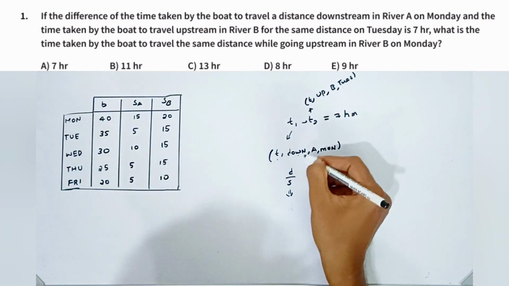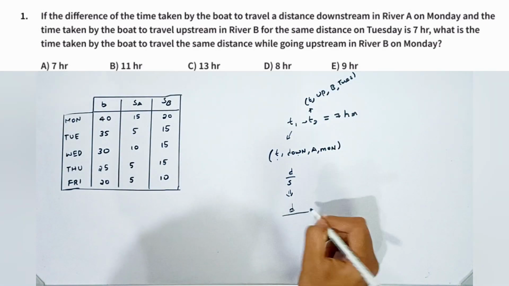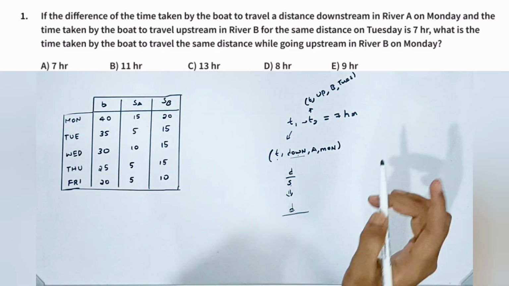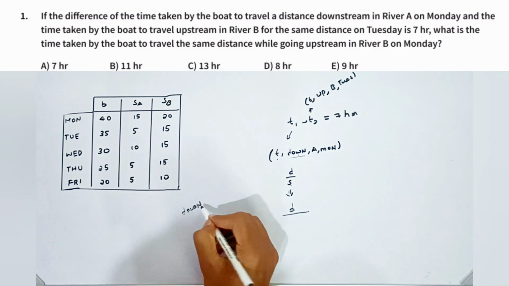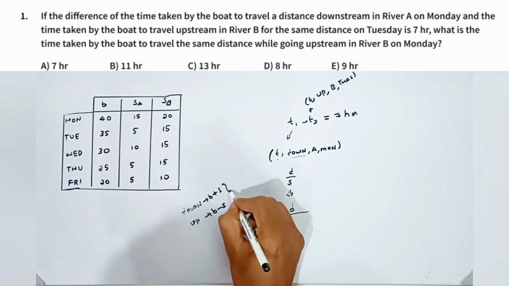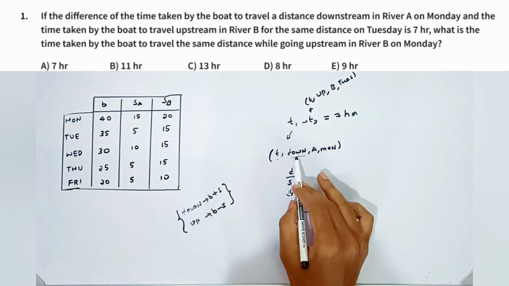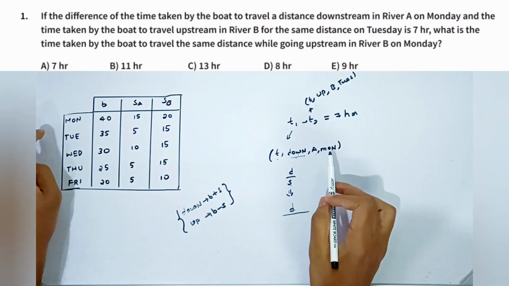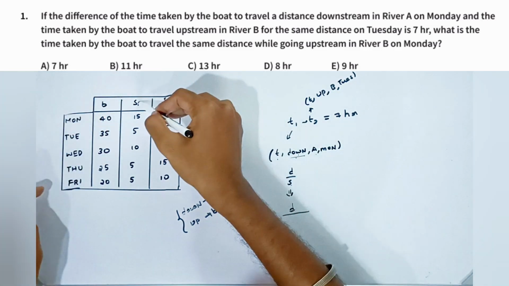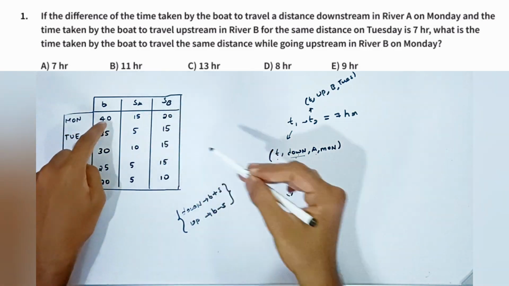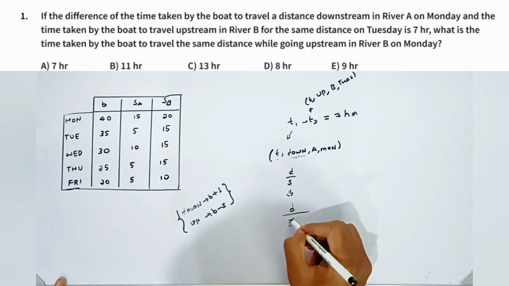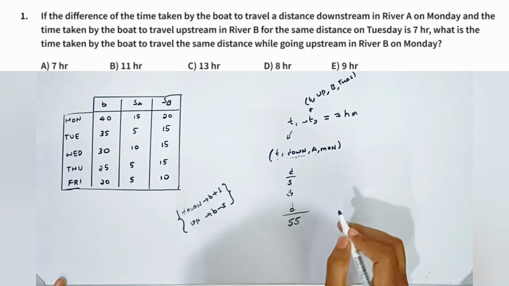The distance is D, and the speed, since it is given as downstream, is nothing but B plus S. You have to know this formula: upstream is B minus S, and downstream is B plus S. Downstream, B plus S, is given for river A on Monday. So 40 plus 15, downstream is nothing but 40 plus 15, which is 55.